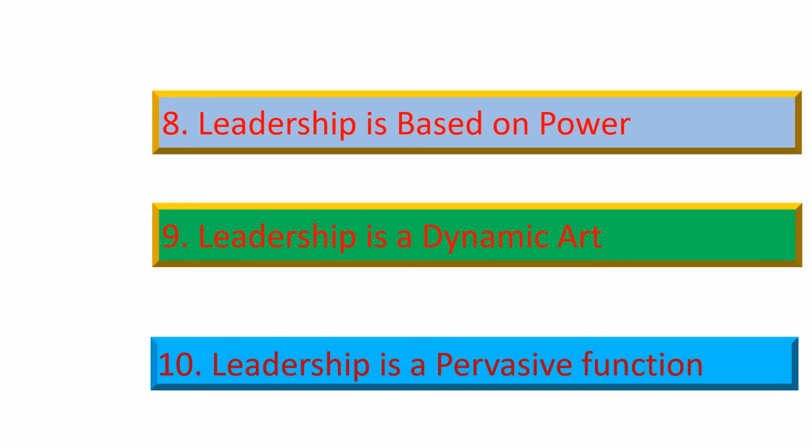Thereafter, the next point is leadership is a dynamic art. No particular style of leadership is effective in all situations. The effectiveness of leadership depends mainly on situational variables. Therefore, the art of leadership is exercised and applied according to the demands of the situation.